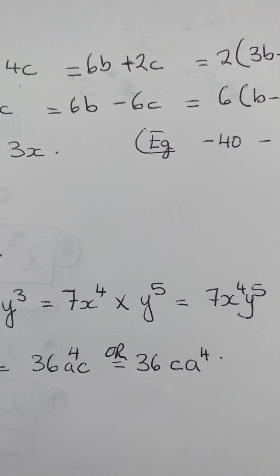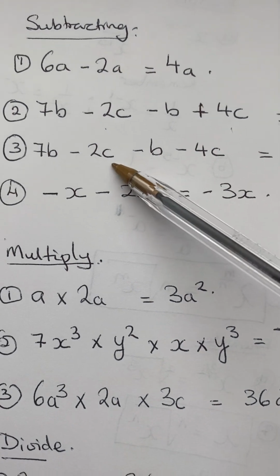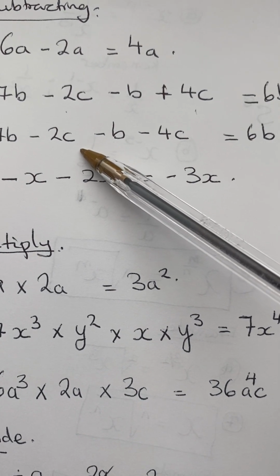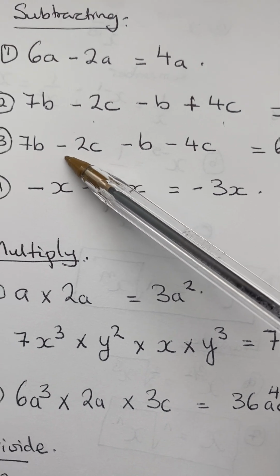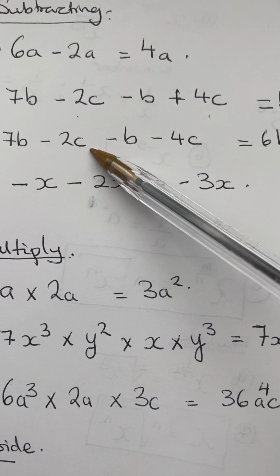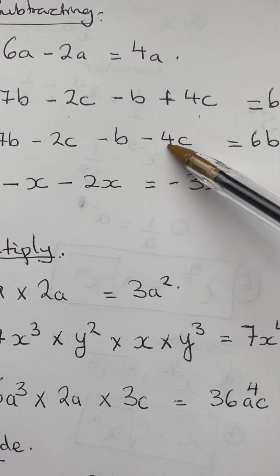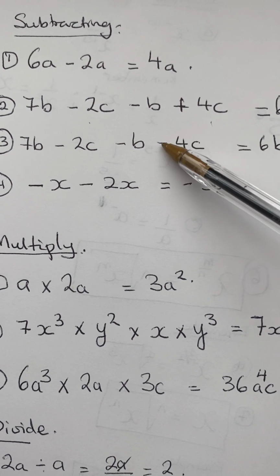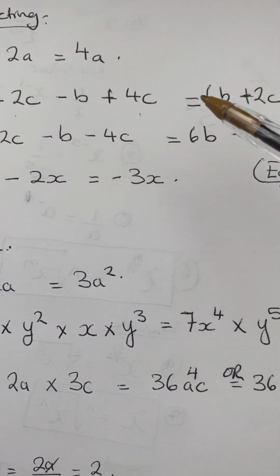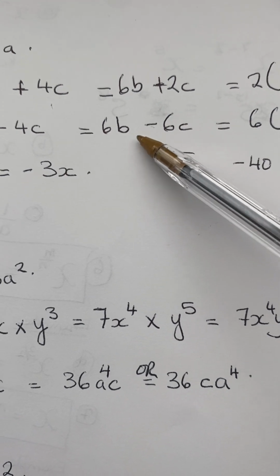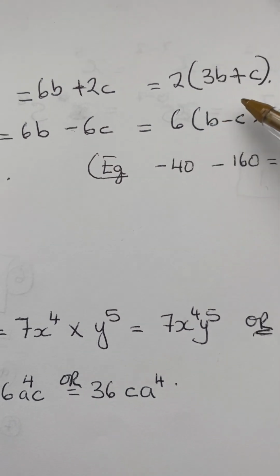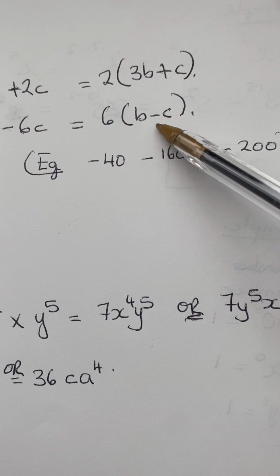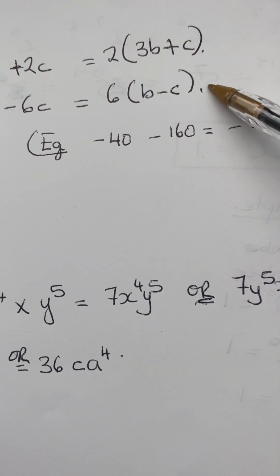Okay, and another one here too, you have 7b minus 2c minus b minus 4c. Okay, the difference is just the symbol here, and your answer is 6b minus 6c.